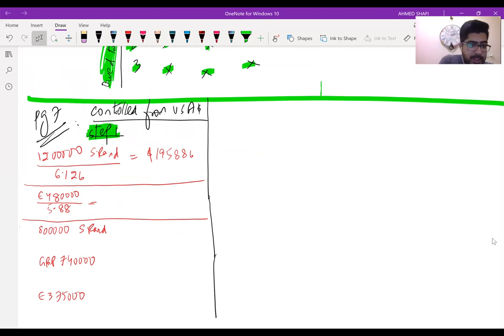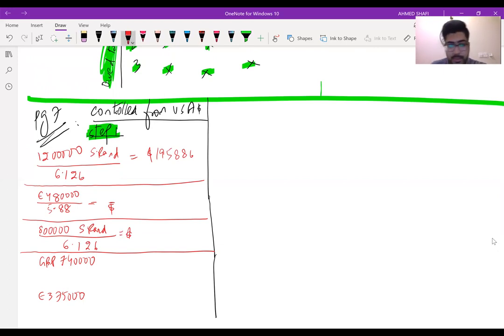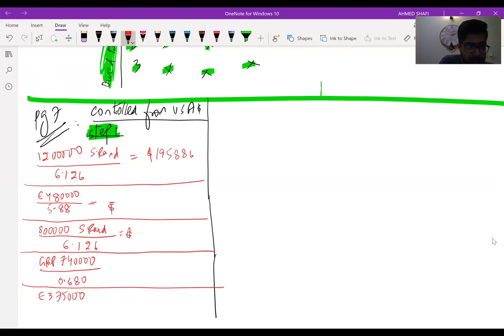Again, 800,000 South African rand, the third balance, needs to be converted into dollars. Again, multiplication or division, there is no other option of conversion. The rates are South African rand per dollar, dollars in the denominator, indirect quote, divide. You will get dollars. Then GBP 740,000 needs to be converted into dollars. Divide, because the rate is 0.680 GBP per dollar. Dollars in the denominator, indirect quote, divide. And finally, euro 375,000. Again, it's euro per dollar, divide, indirect quote, 5.88.